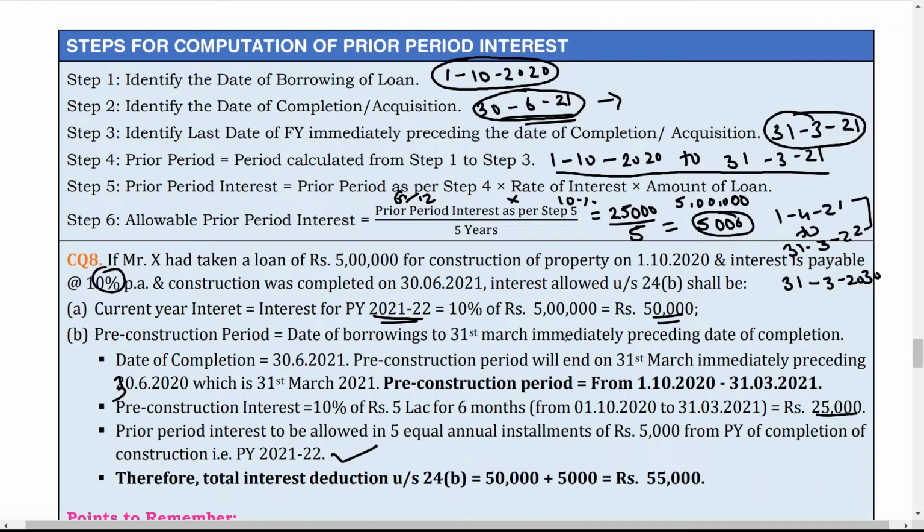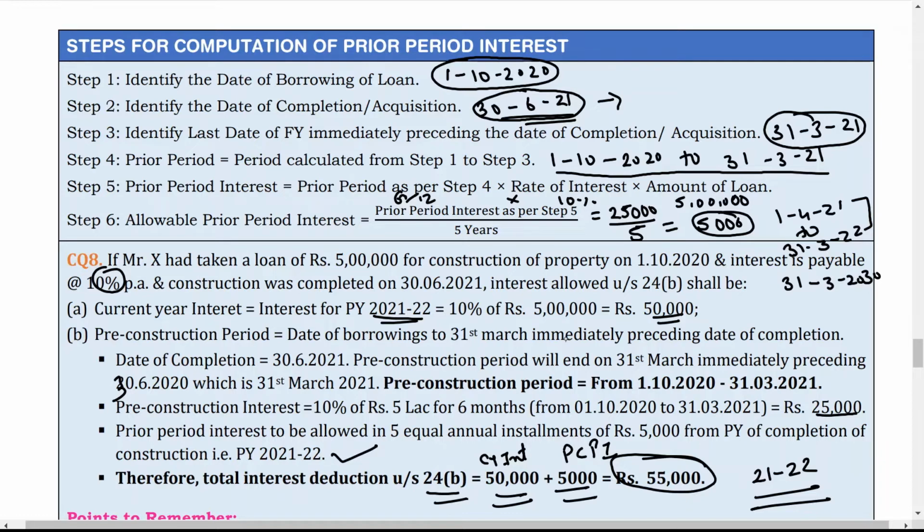So what is your total interest deduction under section 24B? 50,000 current year interest, plus pre-construction period interest 5,000. So a total of 55,000 is available as a deduction in previous year 2021-22. So this way you can find out the interest on the pre-construction period. This is a beautiful example by which you can understand how to calculate interest on the pre-construction period.